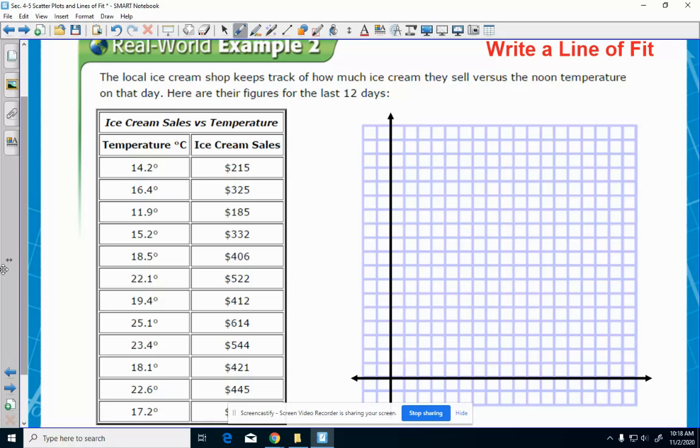Okay, so where do those things belong? Like, which one belongs on the x-axis? Which one belongs on the y-axis? Okay, what are you thinking? The x-axis would be temperature. Okay. Good. So think like an ordered pair. That should be x, and the sales should be y.